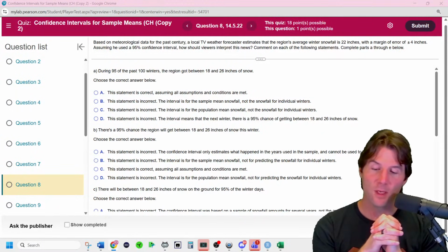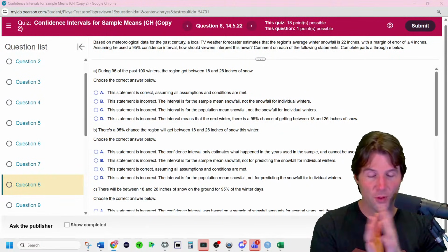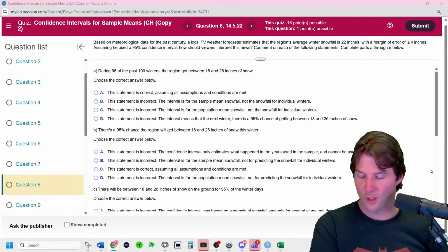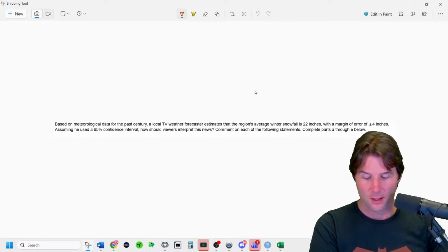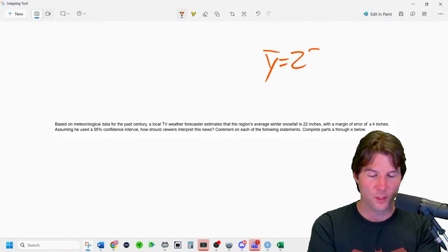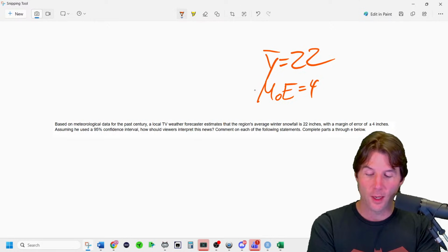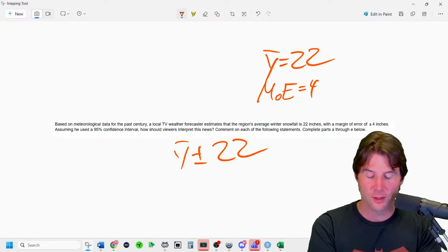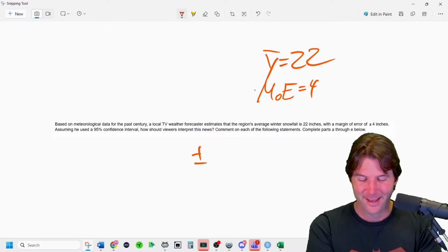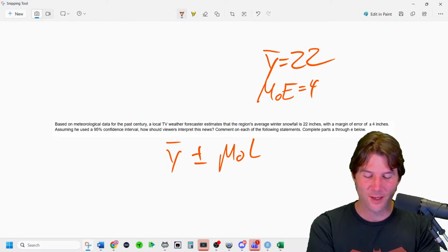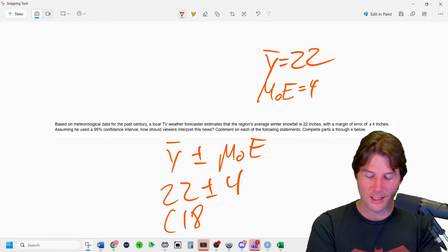Based on meteorological data, the news station usually forecasts an average of 22 inches plus or minus 4 inches. So what you want to immediately do right here is write the interval. If you get information like this, this is their average forecast. Y bar is 22. Margin of error is equal to 4. The interval itself from lower to upper is y bar plus or minus the margin of error, where y bar is 22 and the margin of error is 4. So the interval is going to go from 18 to 26.